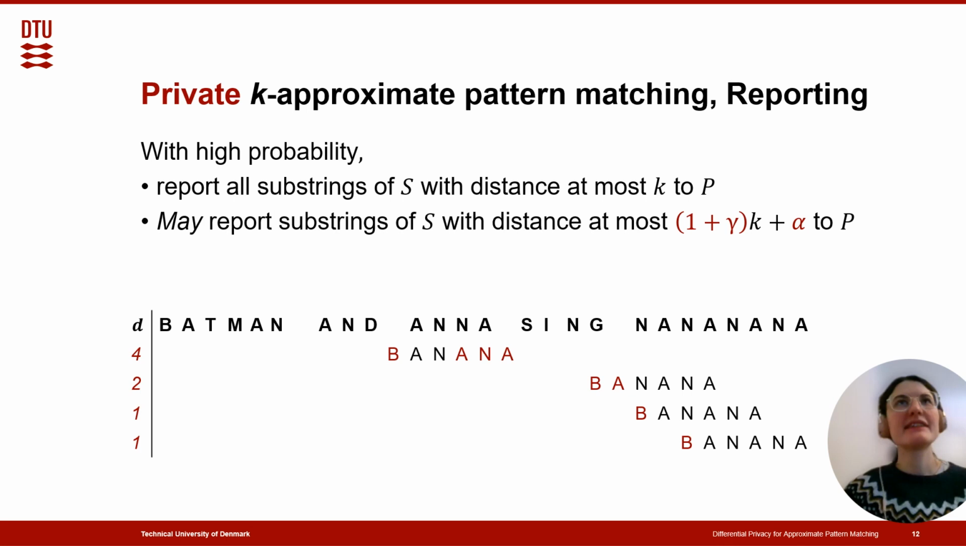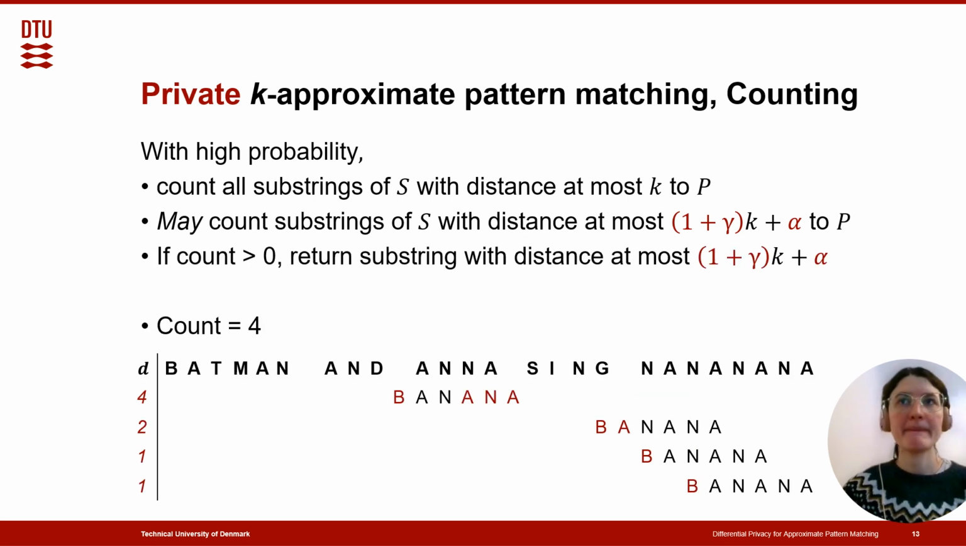So with high probability, we still want to be able to find all occurrences of distance at most k. However, we also allow to report some extra occurrences which have a slightly larger distance. We call the difference between this slightly larger distance and k the error, and we measure both a multiplicative error gamma and an additive error alpha. We also studied the counting and the existence version of this problem, where the counting version is defined in the same way, but we don't need to report all such occurrences, but only count them.